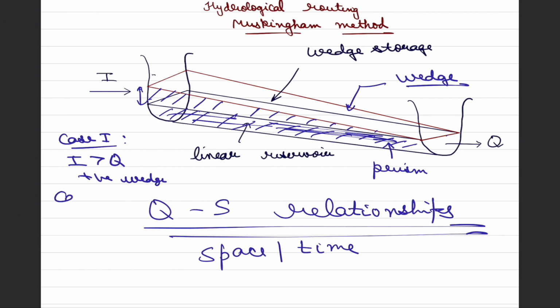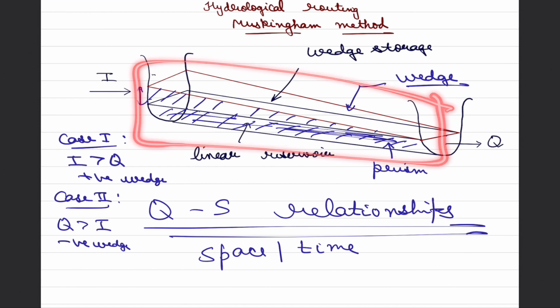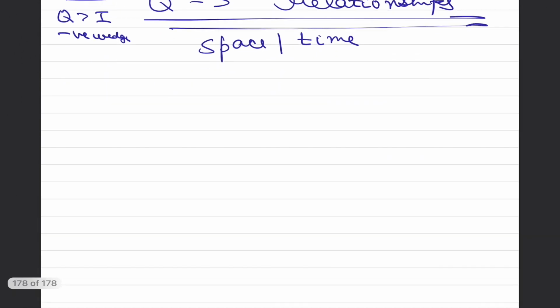On the other hand, we can also have the case that the flood has passed, so Q can be greater than I, and that would result in a negative wedge. That would mean we take a similar wedge but flip its shape. Now we are interested in the storage that this section I just highlighted in red would have. So again, under the linear reservoir assumption, we can divide total storage into storage present in the prism plus storage present in the wedge.